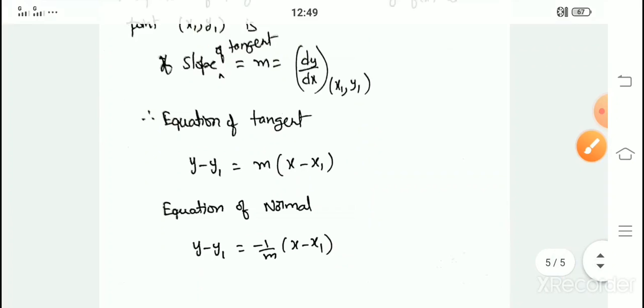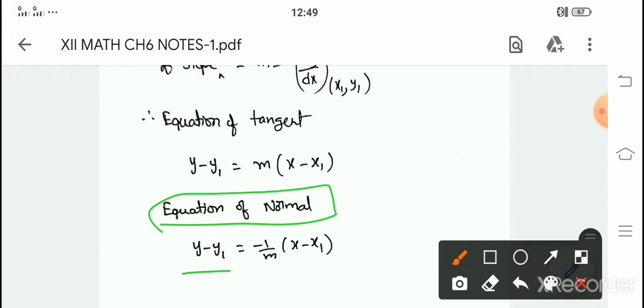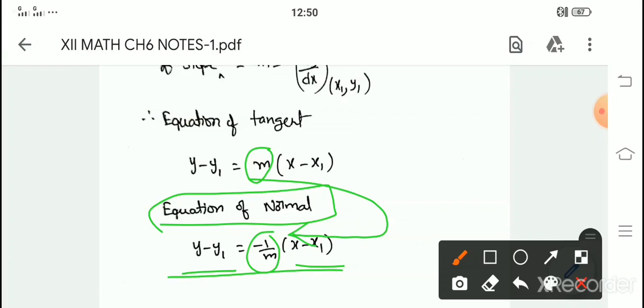Similarly, the equation of a normal is y minus y1 is equal to minus 1 by m into x minus x1, because when the slope of tangent is m, the slope of normal will be minus 1 by m. That's what I was telling you. So this is the equation of normal.